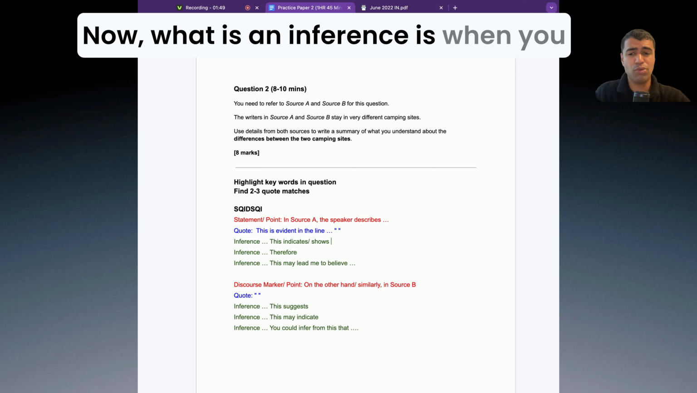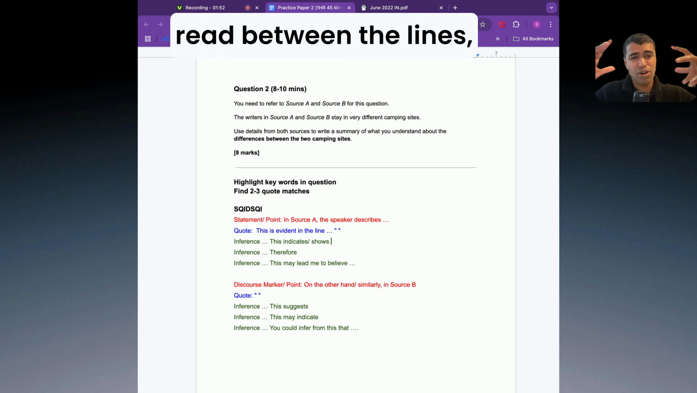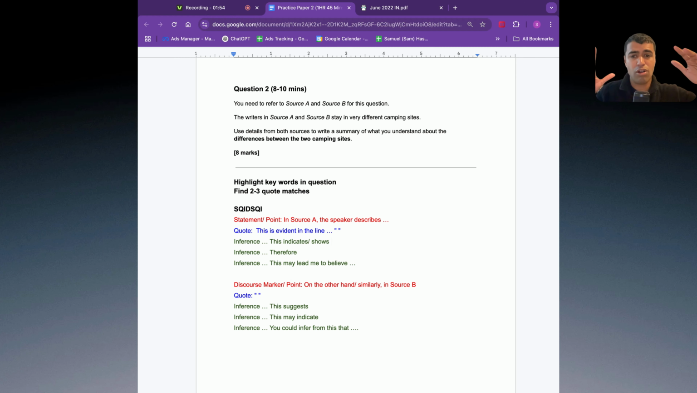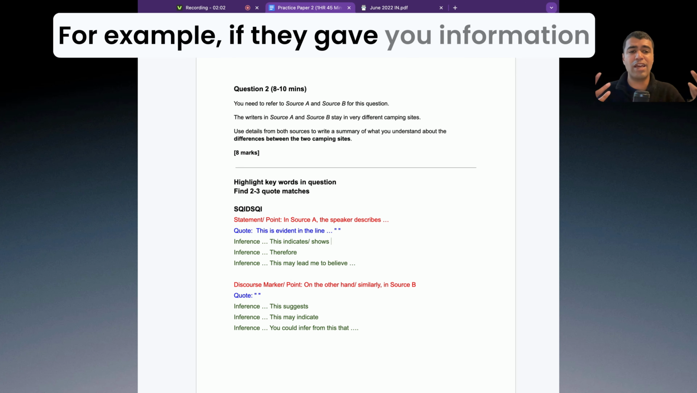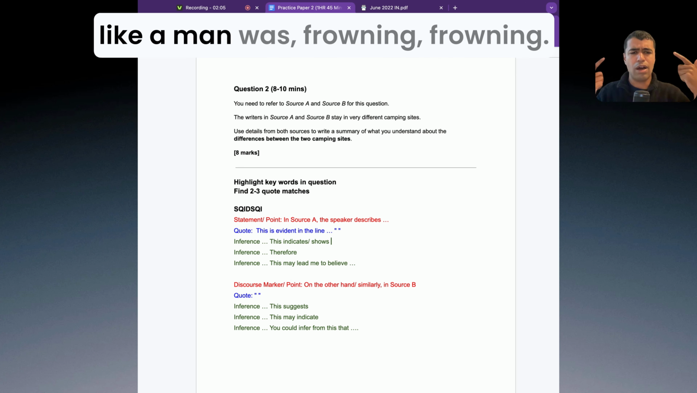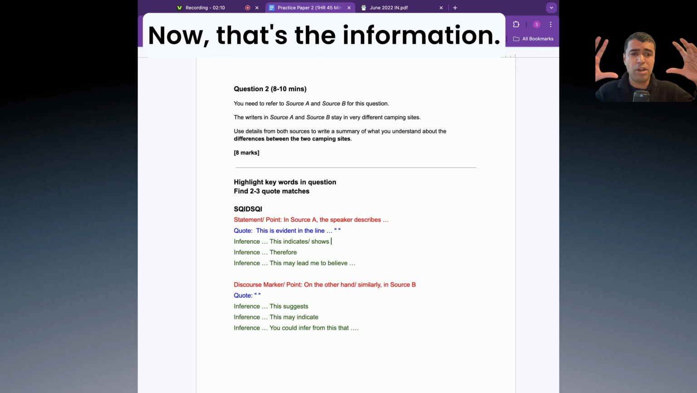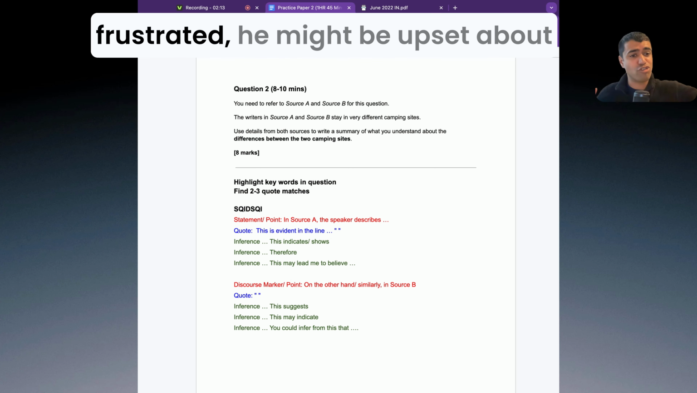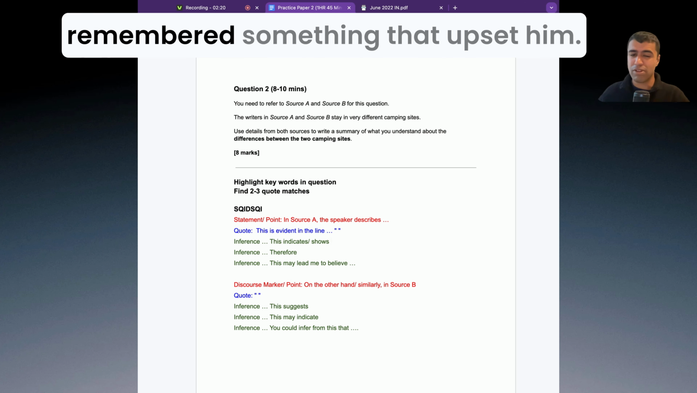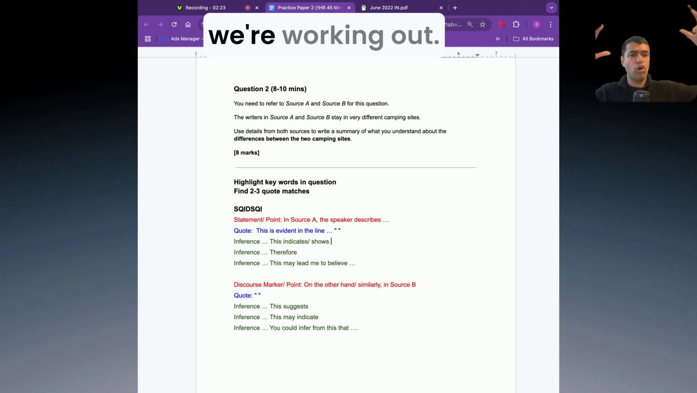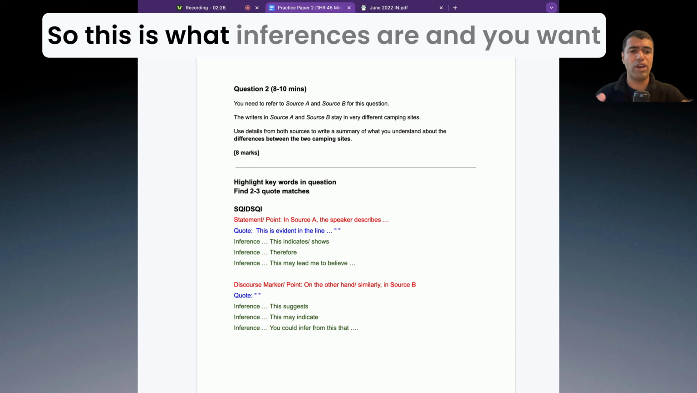Now, what is an inference? It's when you read between the lines, when you work out something extra from the information you're given. It's not actually said, but you can work it out from the information you're given. For example, if they gave you information like a man was frowning. Now, that's the information, but we could work out that he might be frustrated. He might be upset about something. Something could have happened which upset him, or he might have remembered something that upset him. All of this is information we're working out. It's not told to us. So this is what inferences are.